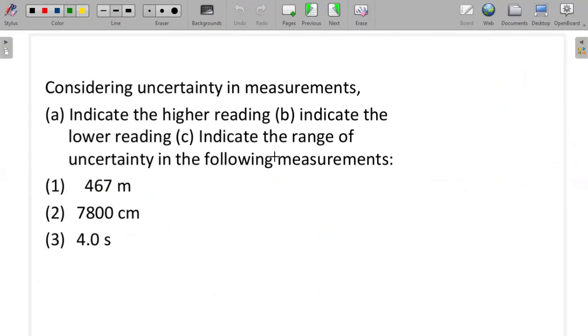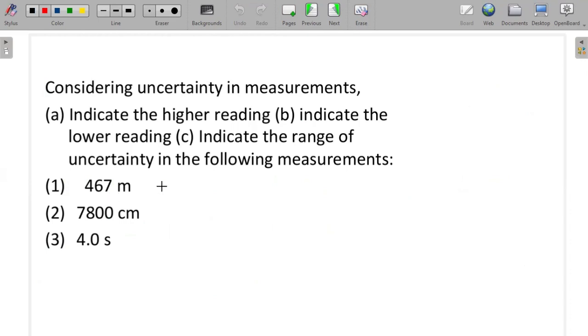This was actually your exercise in your notes, if you started reading the notes that they sent you at the university. I just got these questions from the lecture notes, so make sure you solve these ones. Let's solve them together. They're saying, considering uncertainty in measurements, indicate the higher reading, indicate the lower, and then C, indicate the range of uncertainty.